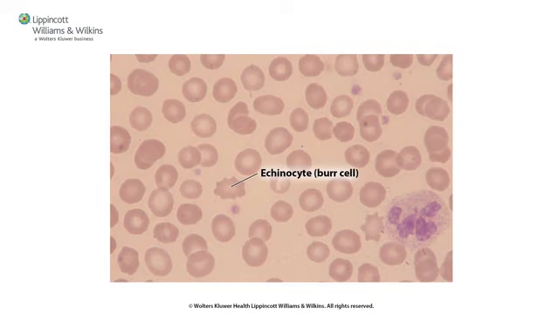There's a cell called an echinocyte, or a Burr cell, which has regular, uniform spikes all over its surface. So remember, regular spikes. So Burr cells are seen in uremia or renal failure, and they can also sometimes be seen in pyruvate kinase deficiency.